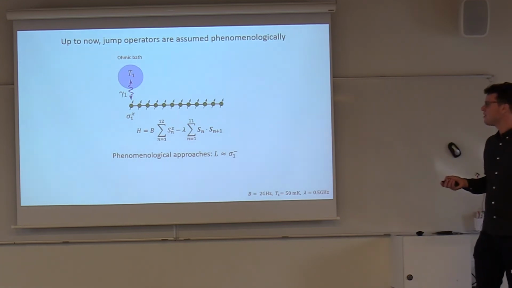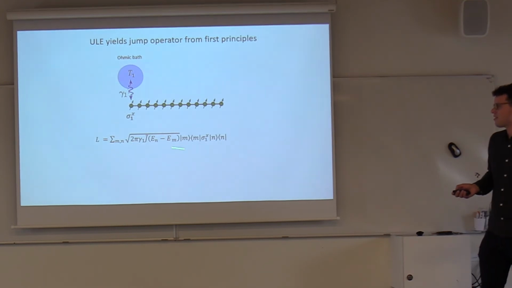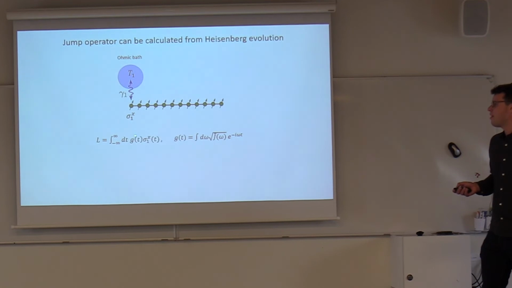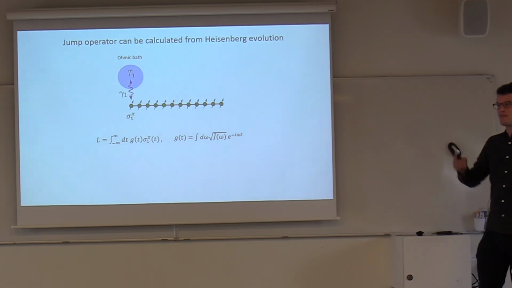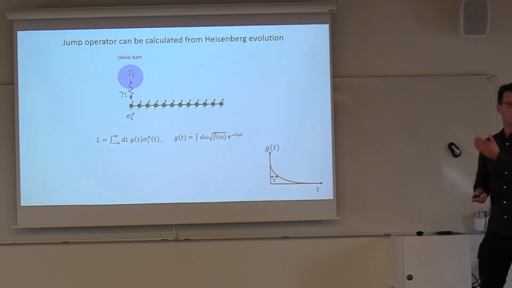So what we get if we do this using some parameters, I have written them down here. The way we get the jump operator is that it's given by this expression. We can write it out differently as a convolution of the Heisenberg evolved sigma x1 with the jump correlator. And as I said, the jump correlator is the square root of the spectral function. So the Fourier transform of the jump correlator has the same smoothness as the Fourier transform of the spectral function, which means that the jump correlator has the same decay properties as the canonical correlation function of the bath. So it decays on this characteristic timescale tau.